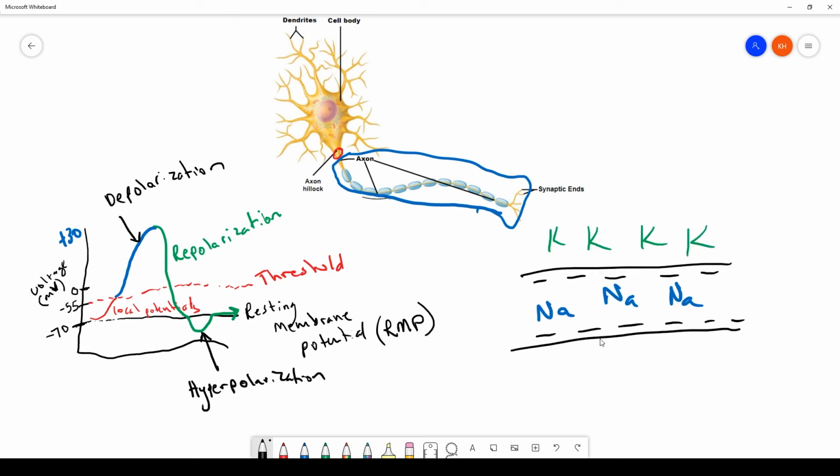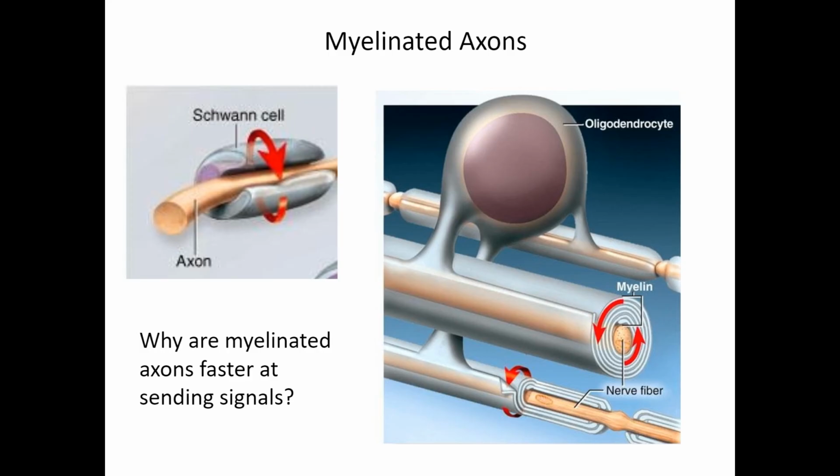Now, you may have noticed a problem with this condition. We have restored the electrical charge, but our ion concentrations are not set up to send another electrical signal. So to fix this, our cells use an additional protein called the sodium-potassium pump that pumps potassium back into the axon and sodium out of the axon. All of this happens in a fraction of a second and is occurring in billions of neurons throughout your entire nervous system.